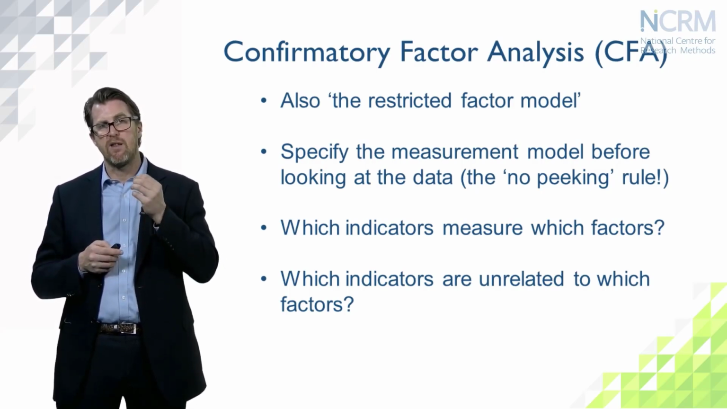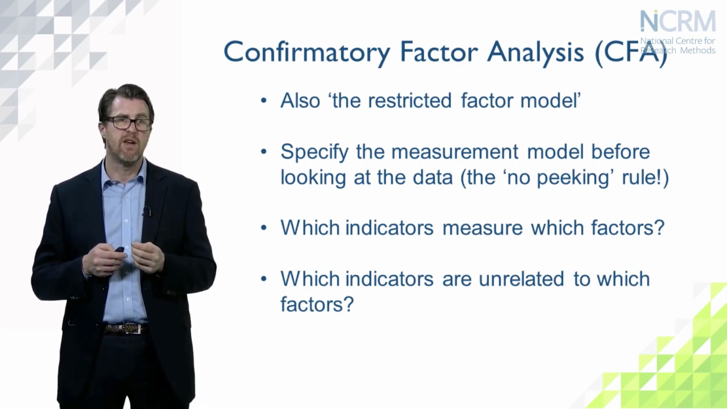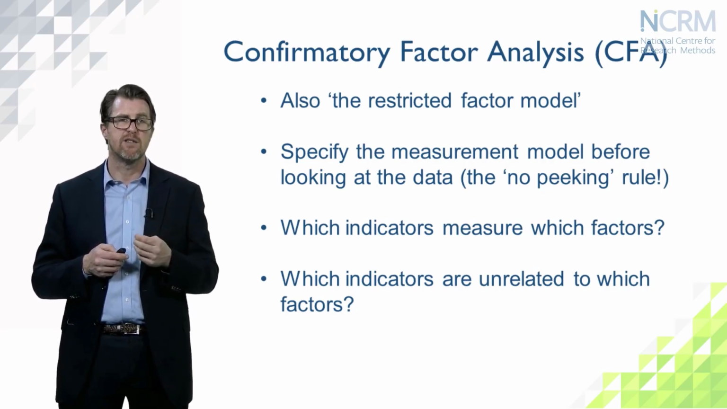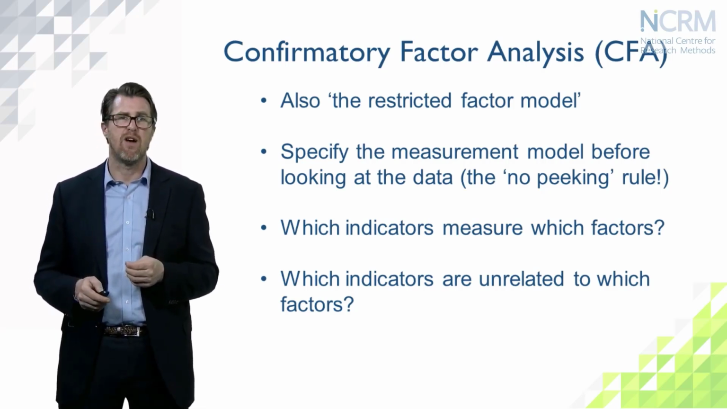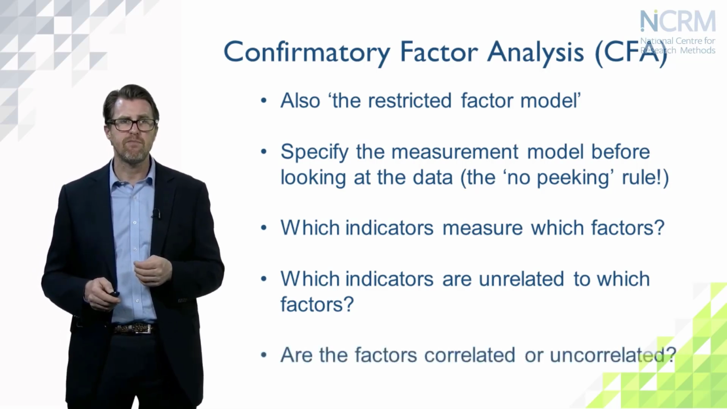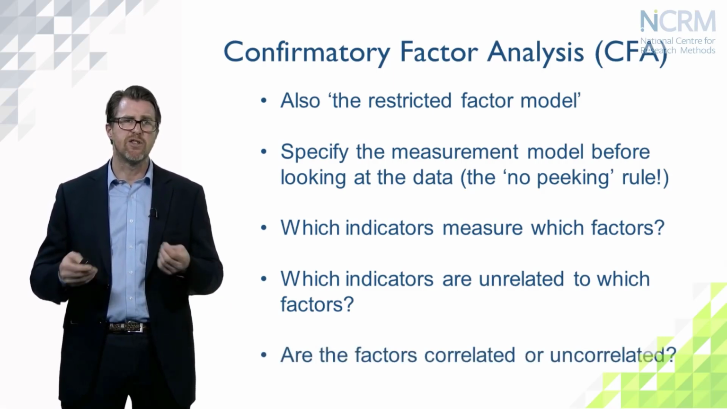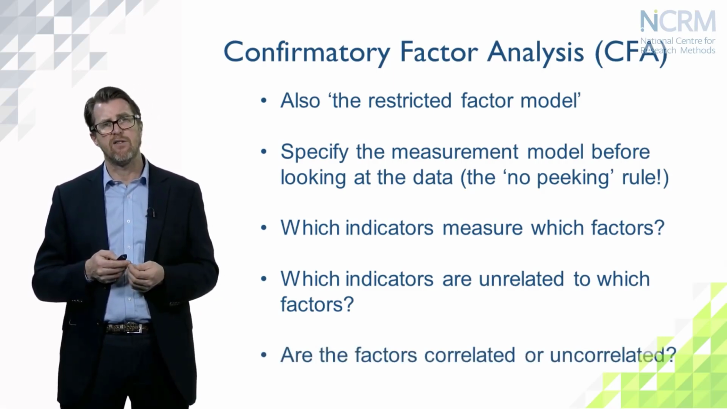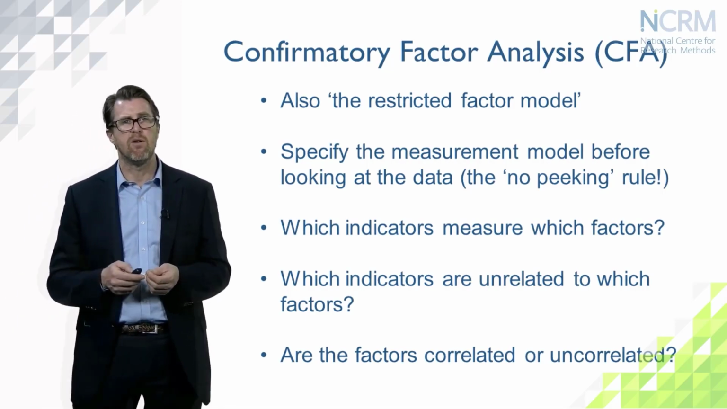We will say that the correlations or the covariances between some of the indicators and some of the factors is zero. We'll make that as a parameter restriction. And we will also need to answer questions about the correlations between the factors, rather than leaving that as a default assumption in the model.